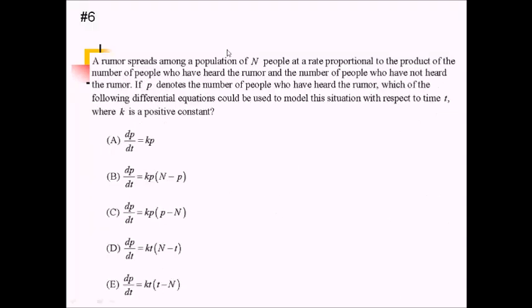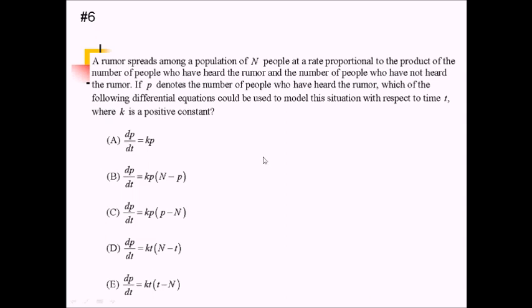For number 6, we have a rumor spreading among a population of n people at a rate proportional to the product of the number of people who have heard the rumor and the number of people who have not heard it. If p is the number of people, which differential equation can model this situation with respect to t, with k being a positive constant? So we haven't seen this yet in the curriculum, but this is actually an example of something called logistic growth. But you don't need to know that to do this problem.